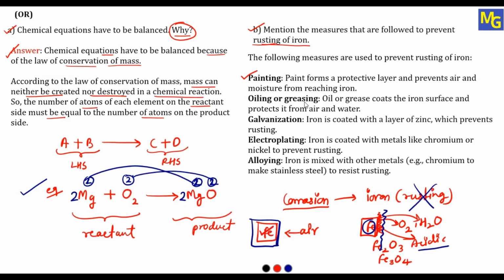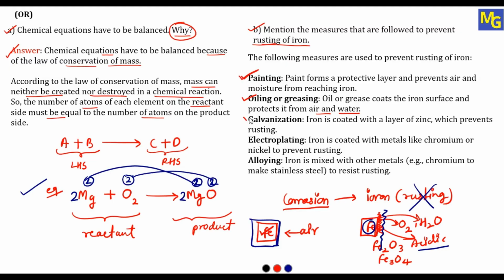The second one is oiling or greasing. This also works in the same way. Just in place of paint, you do the oiling or greasing process. The oil or grease coats the iron surface and protects it from air or water. In earlier days this method used to be used, and nowadays also in some applications oiling and greasing methods are used. But the most commonly used method is painting.